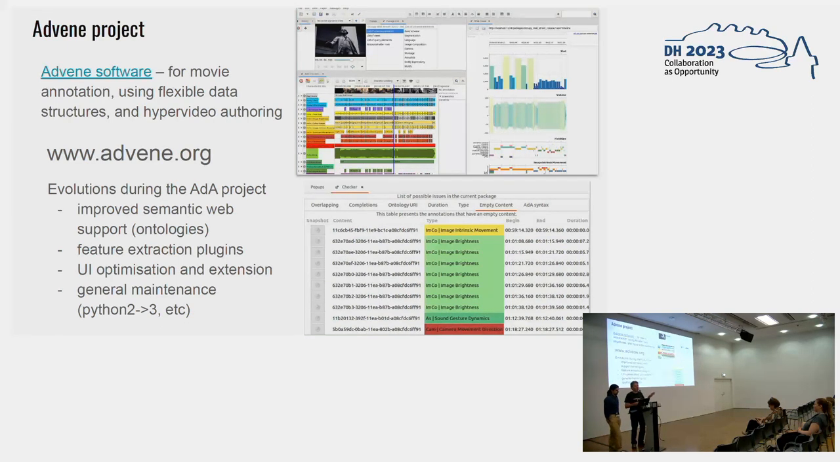It already fit some of the requirements of the users, but we had to improve semantic web support for ontologies and controlled vocabulary entry. We added some feature extraction plugins in collaboration with HPI Potsdam researchers, and we made a number of UI optimizations and extensions. Something that may be a detail to you but was important is that it was also the opportunity for me to do big maintenance on the project, for instance, for those technically savvy, porting from Python 2 to Python 3 or from GTK 3 to GTK 4.